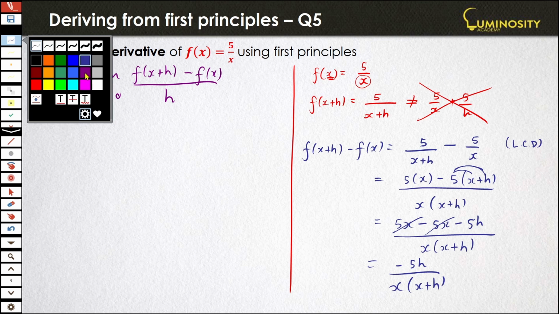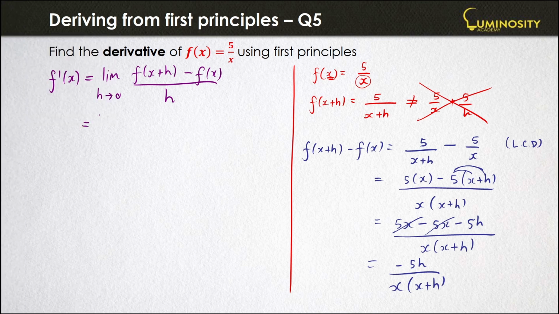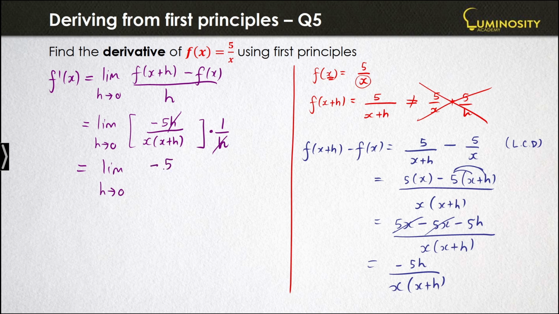So what happens when you divide that entire thing by h now? The limit as h approaches 0. Well, f of x plus h minus f of x, we saw that it's negative 5h all over x times x plus h. When you divide by h, you are multiplying by 1 over h. That's the same thing. Again, algebraic properties. Now look, the h in the numerator will cancel with the h in the denominator, so you're left with the limit as h approaches 0 of negative 5 all over x times x plus h.